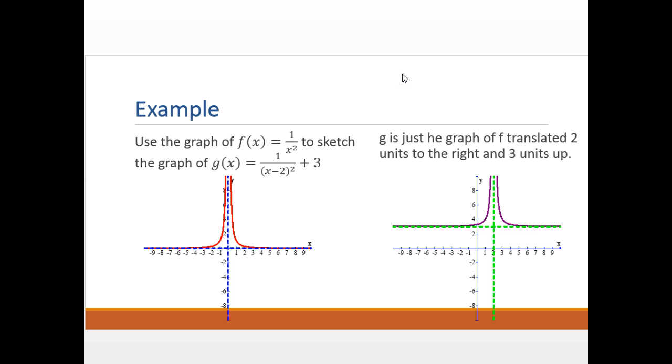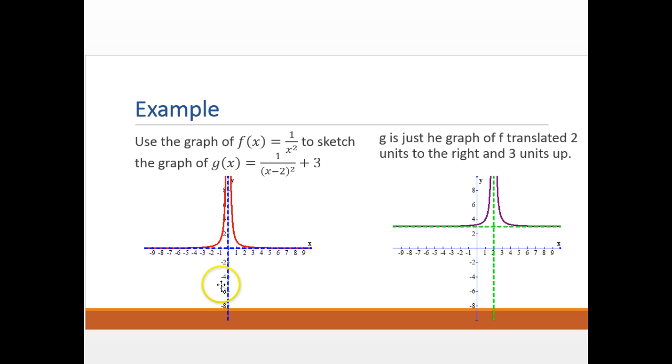Now, we can take rational functions and do some of what we've already done before. We've shifted functions around. We looked at the graph of f of x equals 1 over x squared. That's this graph. We haven't really studied it much yet, but I can get the graph of g of x equals 1 over x minus 2 squared plus 3. We know the negative 2 is inside the function, so it shifts left and right, and it does the opposite. So this negative 2 here actually translates the graph 2 units to the right.